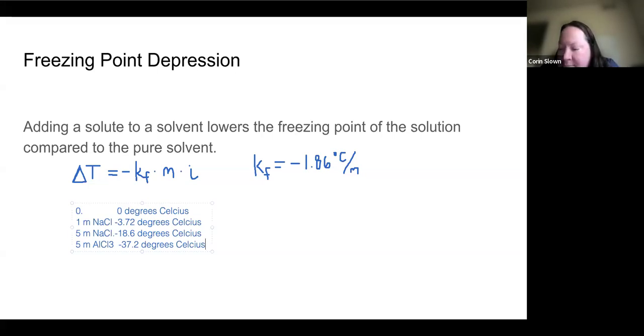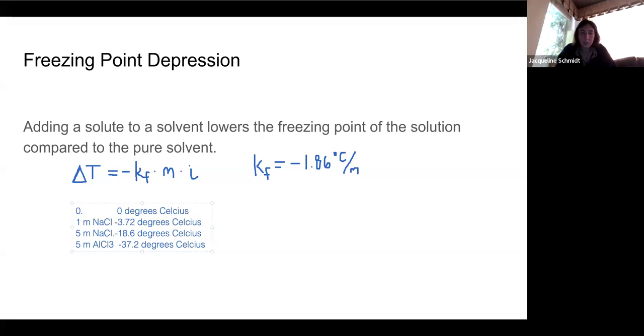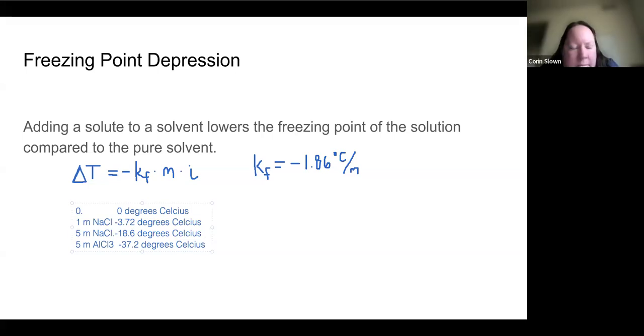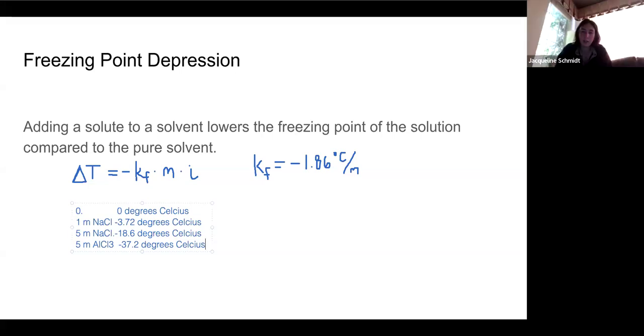Okay, I feel like this one is very similar to the boiling point elevation. Any questions about this colligative property? I have a general question. Go for it. So does adding solvent to water just increase its temperature resistance overall, since it both lowers the freezing point and raises the boiling point?